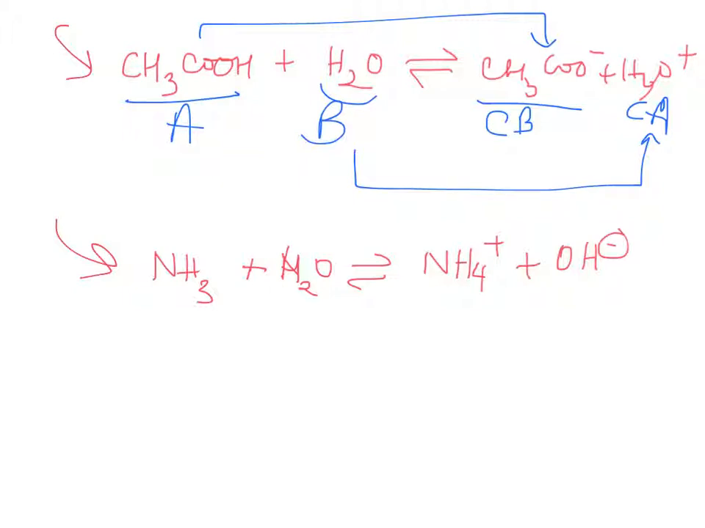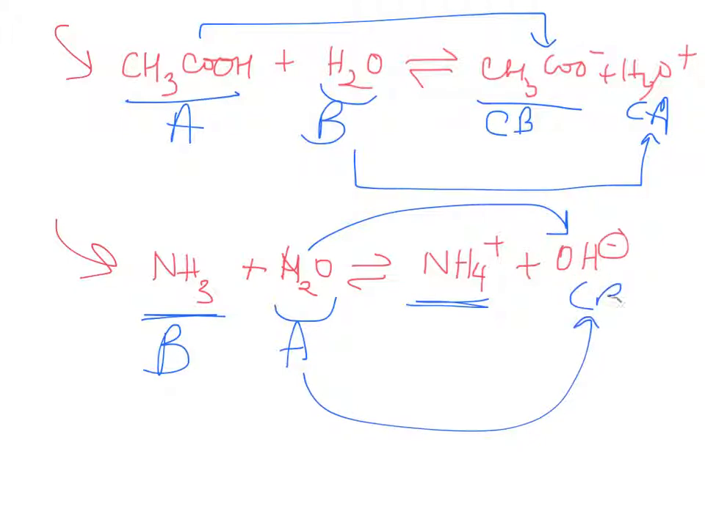And if you do the same thing in the second example, you can hopefully see that ammonia is the one which is gaining an electron, or rather proton, and so this must be your base. Water is losing that proton, so this must be your acid. Acid gives rise to conjugate base. Base gives rise to conjugate acid.